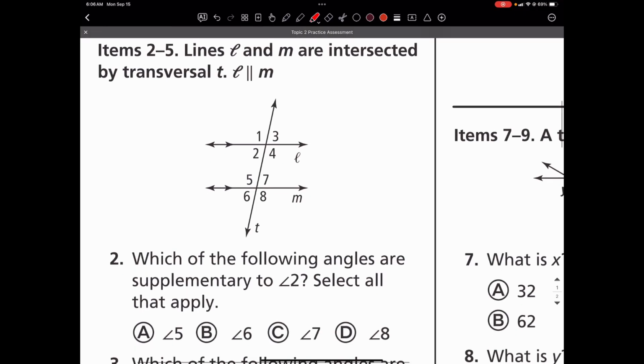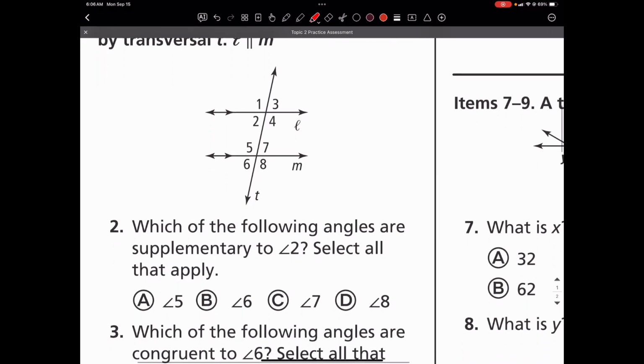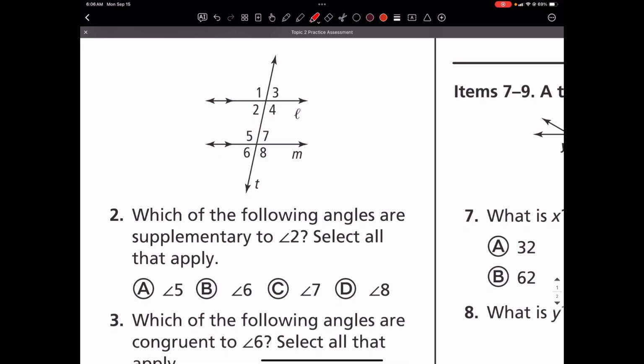For items 2 through 5, lines L and M are intersected by a transversal, and line L is parallel to line M. So they're telling us that they're parallel. Number 2, which of the following angles are supplementary to angle 2? Well, if this is angle 2 here, those other angles that are supplementary would be those that form a straight line with angle 2. For instance, angle 4, also angle 1 is supplementary with angle 2.